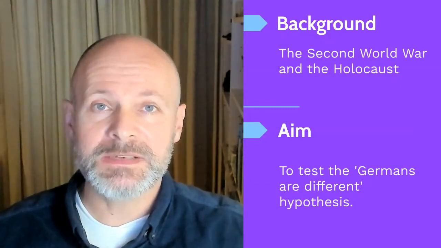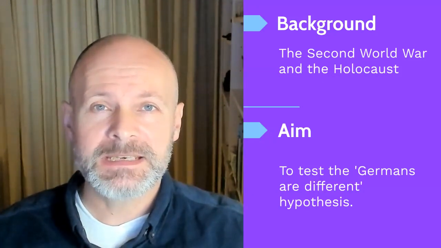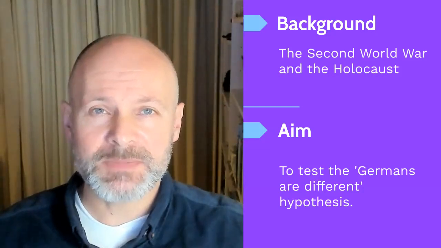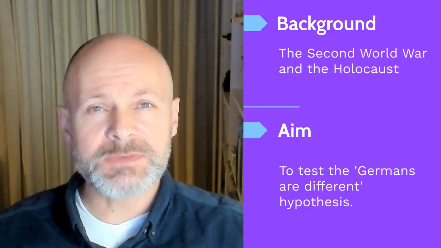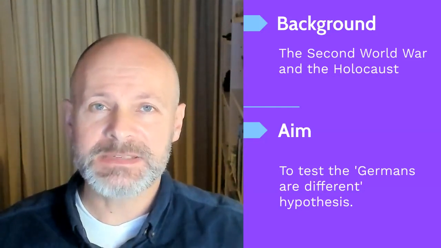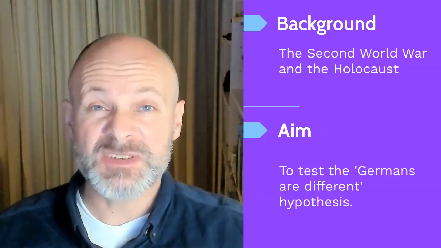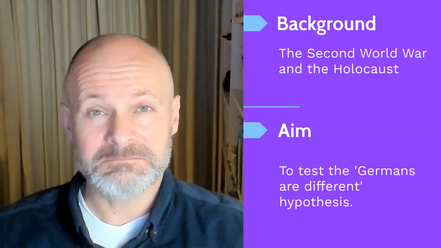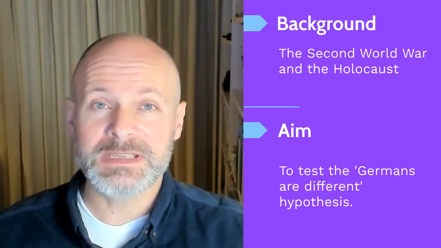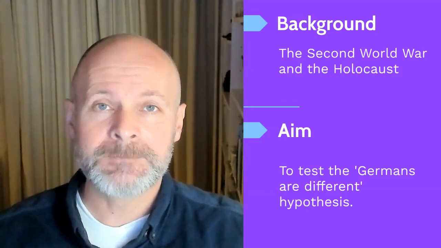Milgram was interested in whether the Holocaust could happen again, and that links to the aim of the study, the so-called germs of different hypothesis. One suggestion at the time was that the reason why the Holocaust happened is because some element of the German population are different to other human beings. The implication being that they're maybe somewhat psychopathic or certainly very dangerous and can carry out terrible crimes against humanity.